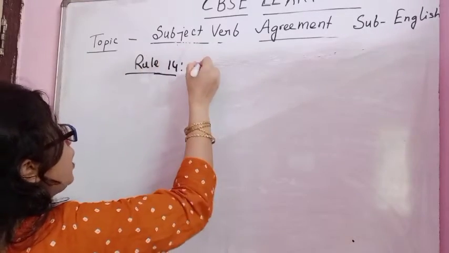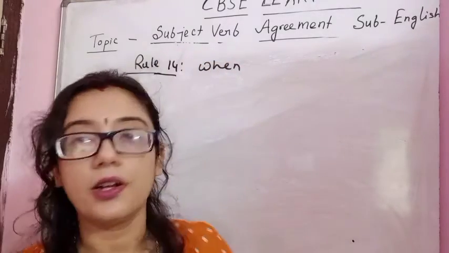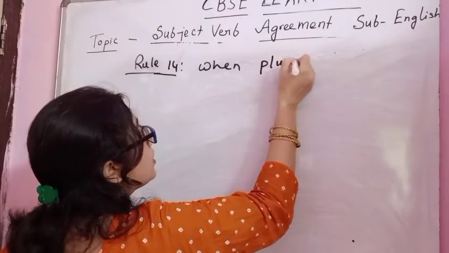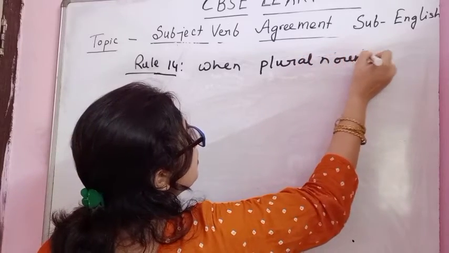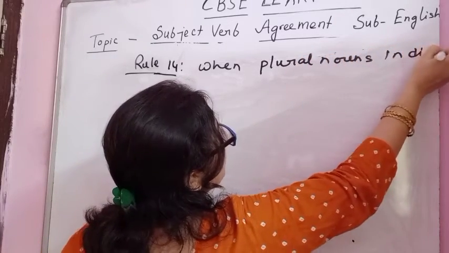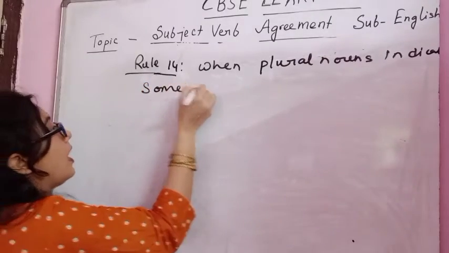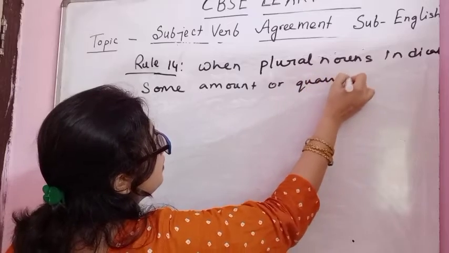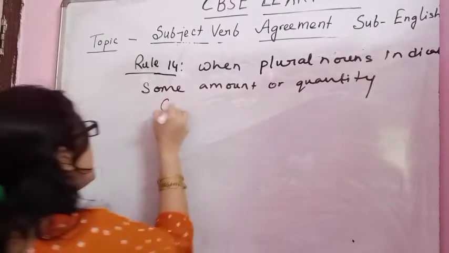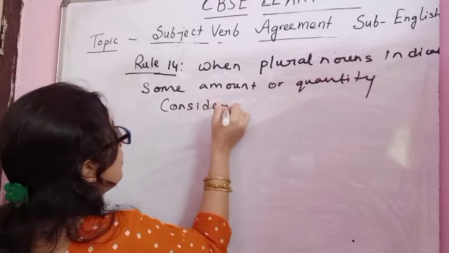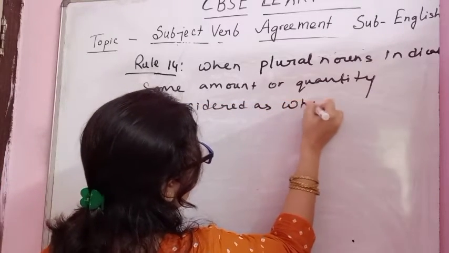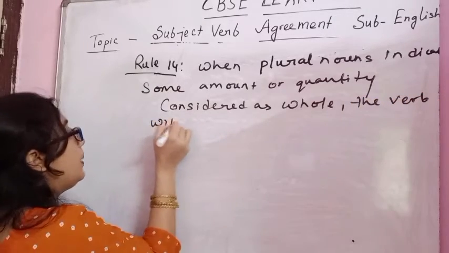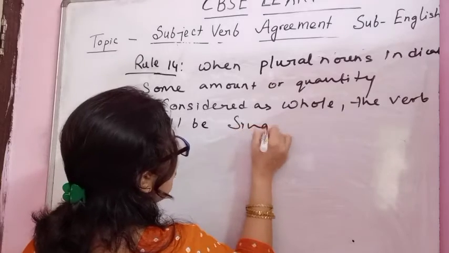Rule number 14. Up to this time we have only learned about the singular nouns. Now we will learn about the plural nouns. When plural nouns indicate some amount or quantity considered as a whole, the verb will be singular in form.